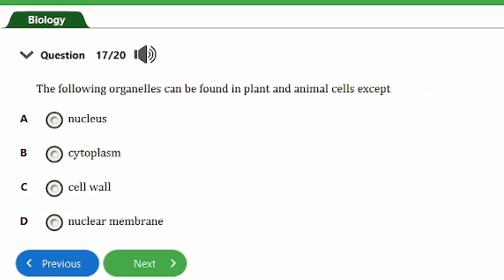So let's consider the next question. Question number 17, it says, the following organelles can be found in plant and animal cells except A. Nucleus, B. Cytoplasm, C. Cell wall, and D. Nuclear membrane. So guys, the answer to this question is option C, and that's the cell wall. Animal cells do not have the cell wall.